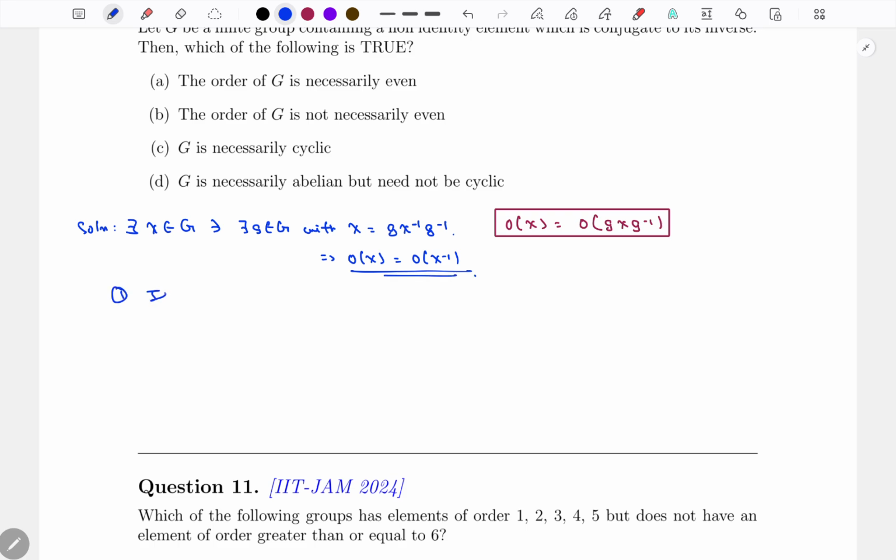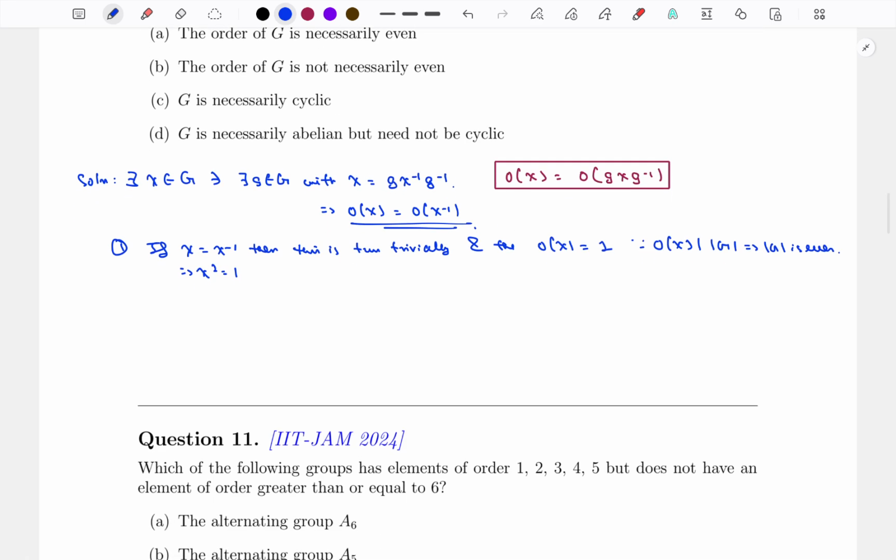Now see, if X is equal to X inverse, then this is true trivially because it's conjugate via the identity element, and then you have the order of X equal to 2, because this would mean X squared equals 1. So since the order of X divides the order of G, this should mean that the order of G is even. Is G necessarily cyclic? Does it need to be cyclic? I don't think so.